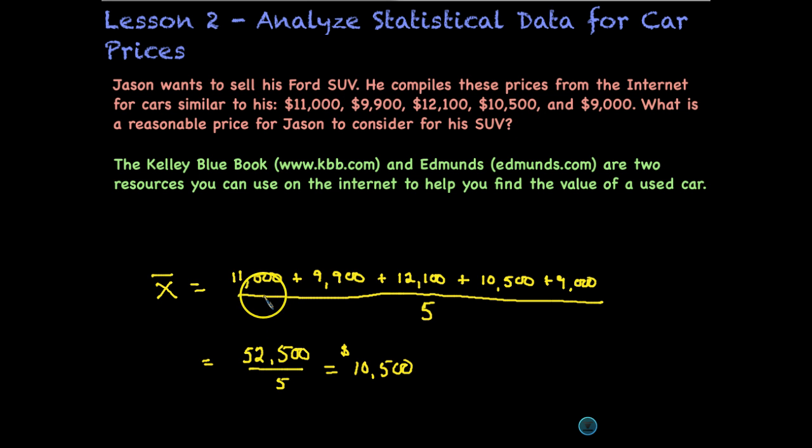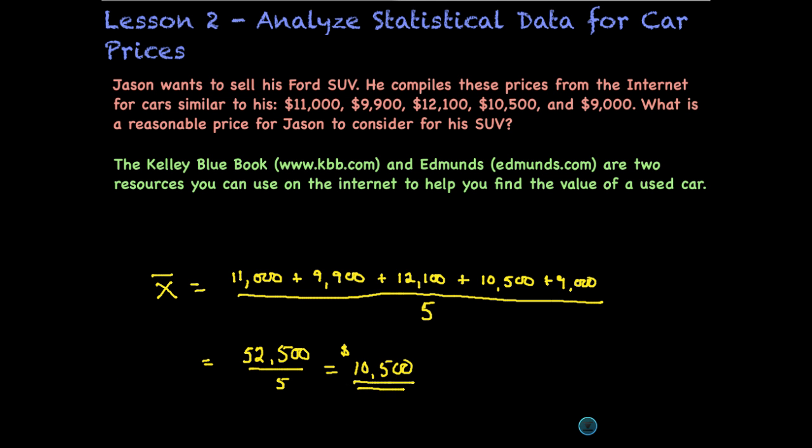Now let's look at the numbers. 11,000, pretty close to this. 9,900, again, pretty close. 12, 10, and 9. These are all very close together. I don't see any outliers. I don't see any reason why this 10,500 wouldn't be a good representation. So this would be a reasonable price for Jason to consider selling his SUV for.